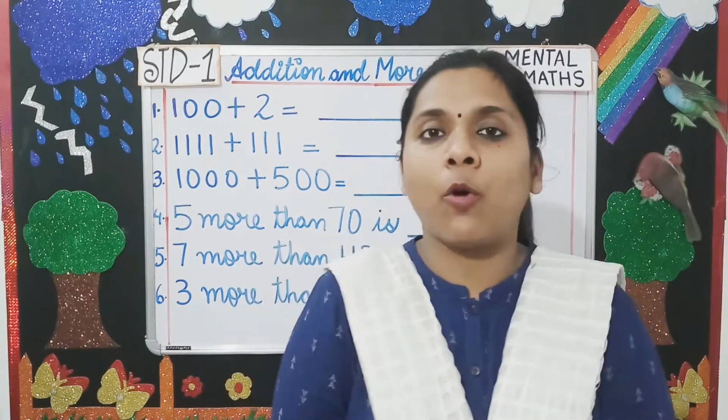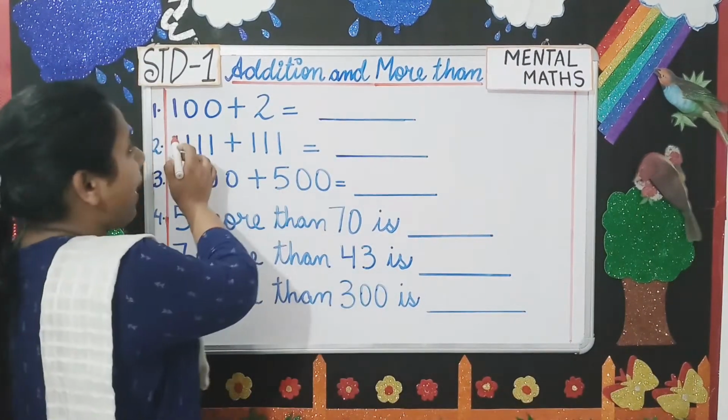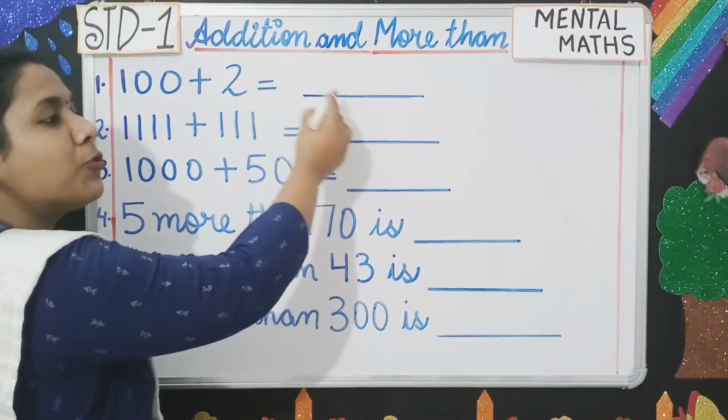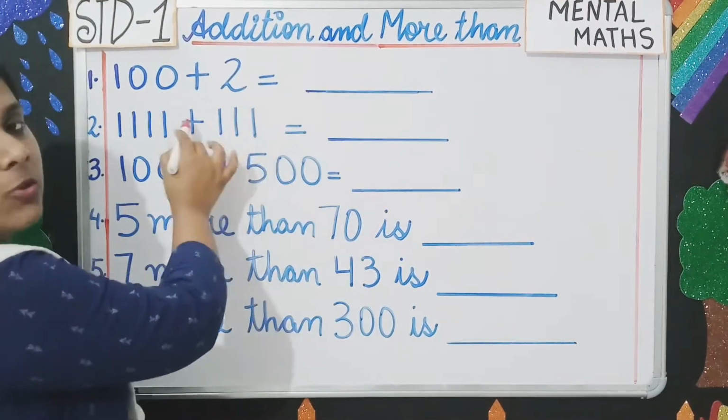Yes, you will do 2 plus 1. That is 3 roses. Is it clear? Now let us see some of the questions. Number 1. 100 plus 2 equal to dash. You have to add these two numbers.